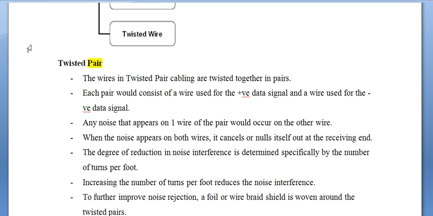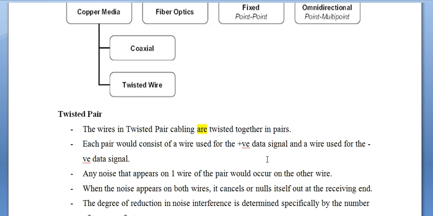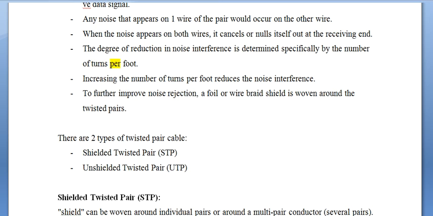Twisted pair. The wires in twisted pair cabling are twisted together in pairs. Each pair consists of a wire used for the positive data signal and a wire used for the negative data signal. Any noise that appears on one wire of the pair would occur on the other wire. When the noise appears on both wires, it cancels or nulls itself out at the receiving end. The degree of reduction in noise interference is determined specifically by the number of turns per foot. Increasing the number of turns per foot reduces the noise interference.